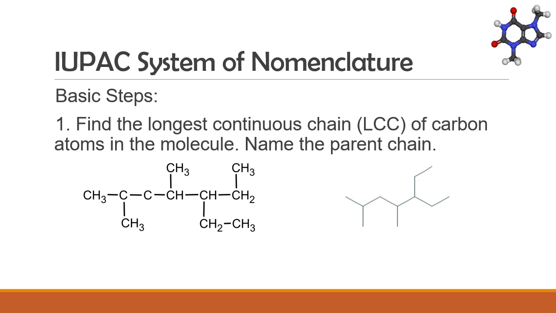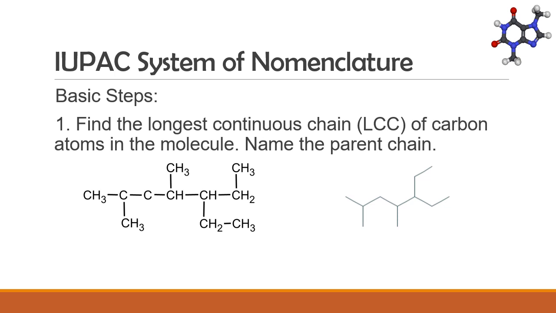Let's name this compound using the stepwise procedure of the IUPAC system. The figure on the right is its line structure. I've added it here so that you can become familiar with how this compound is drawn using line structures. So first, we need to find the longest continuous chain of carbon atoms in the molecule, or the LCC. We can start from the left or from the right. The easiest way to find the LCC is to start with a straight chain of carbons.